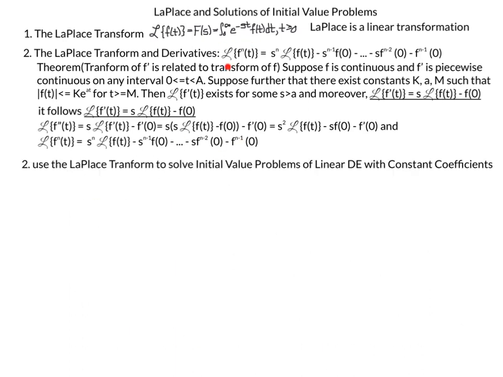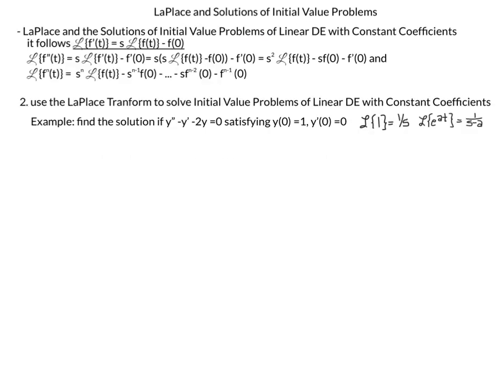Now that we know how to take the Laplace transform of the derivative, we can use Laplace to solve initial value problems. And I'm also going to remind you that the Laplace transform is a linear transformation, and we will be using that fact. Our first example is to use the Laplace transform to solve the initial value problem of the linear differential equation with constant coefficients y double prime minus y prime minus 2y equals 0, satisfying the initial conditions y of 0 equals 1, y prime of 0 is equal to 0.